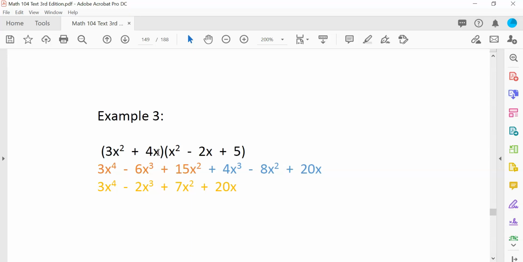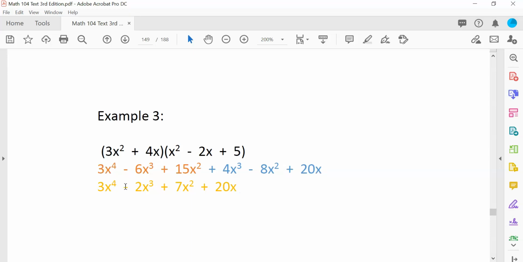Then you go with your 4x here. 4x distributes into the x squared. You get 4x to the third. 4x times negative 2x gives you minus 8x squared. 4x times plus 5 gives you a plus 20x.